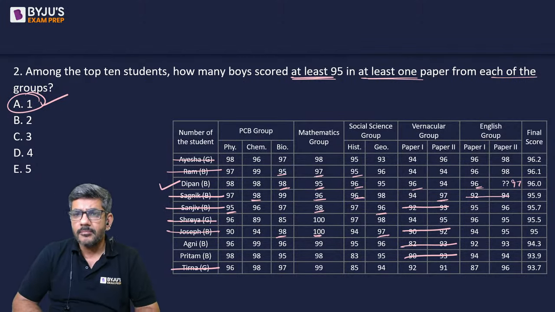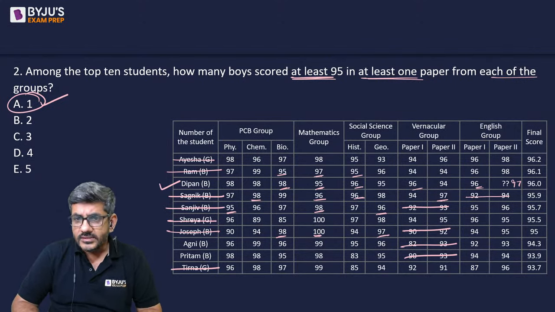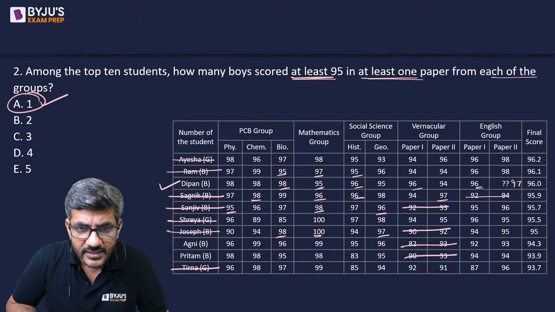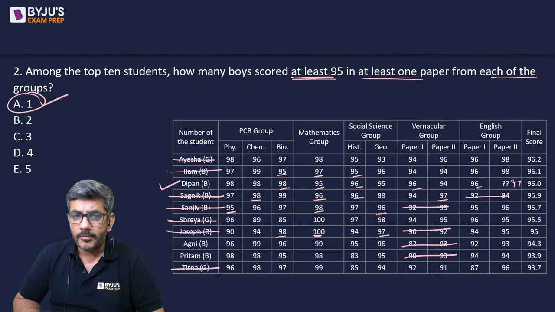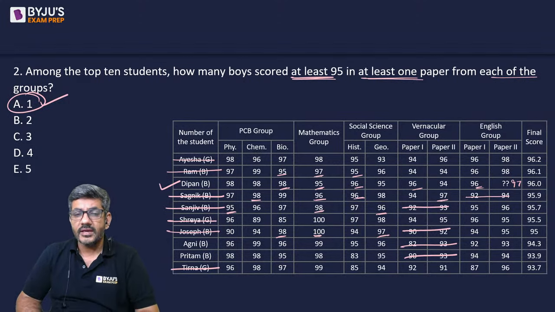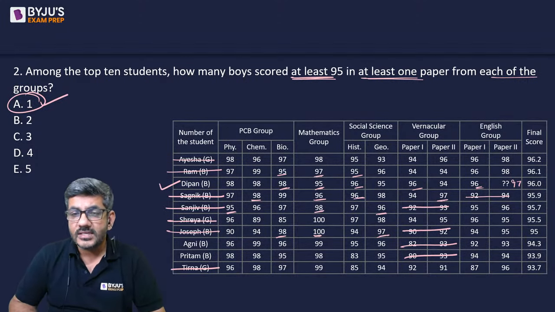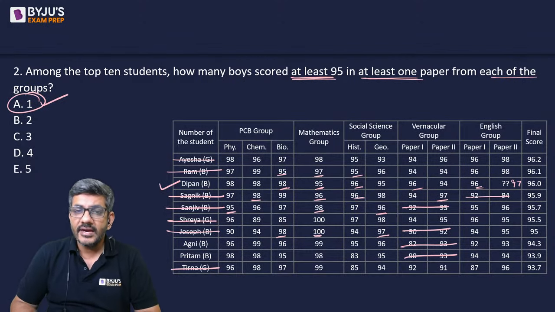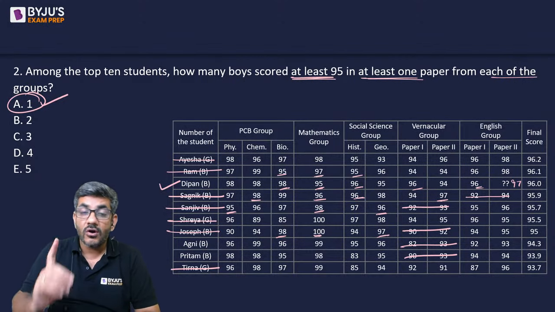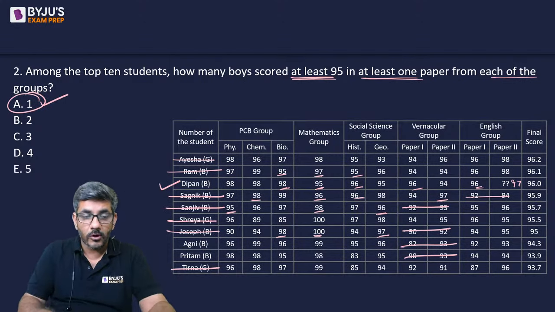So Deepan should be the answer. Why did everyone say B, that is 2? Angela says Deepan and Joseph as well. But Joseph does not have at least 95 in the vernacular group. Agni does not have it there. Preetham does not have it there. Sanjeev does not have it there. Sagnik does not have it in the English group. So there is only one person, that is Deepan, who has got at least 95 in at least one paper from each of the groups. So the answer should be option A.